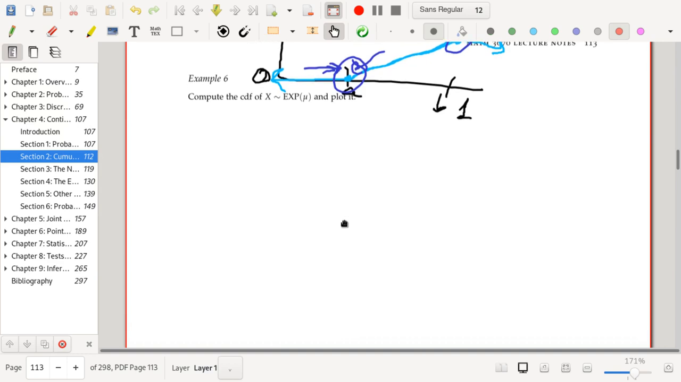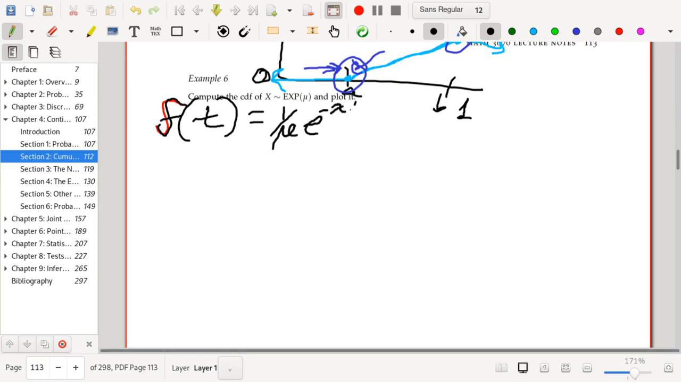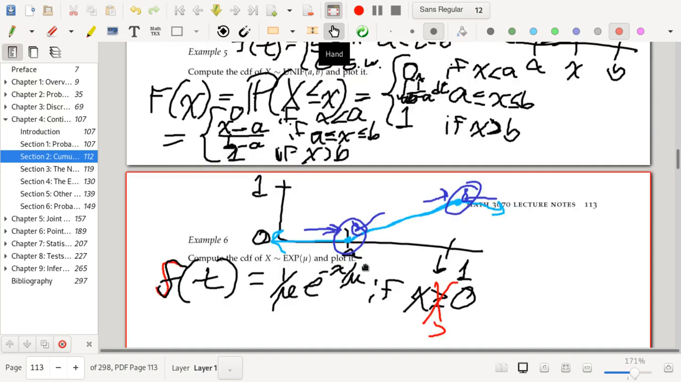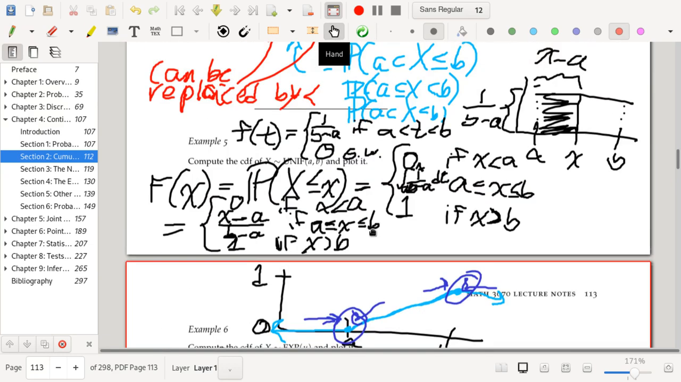Okay, next example. Compute the CDF of an exponential random variable with mean parameter mu and plot it. As a reminder, the PDF, my apologies, for such a random variable is going to be 1 over mu e to the negative x over mu if x is greater than or equal to 0. And here's another thing. The boundaries of these piecewise functions actually don't matter. If I wanted to, I could replace greater than or equal to zero with greater than zero, and I actually won't change my CDF. And the PDF is different, really, but not by much.